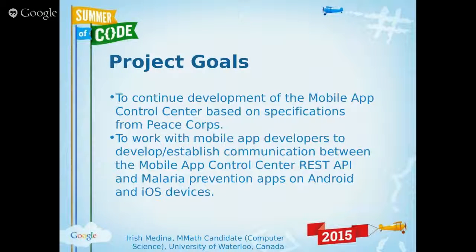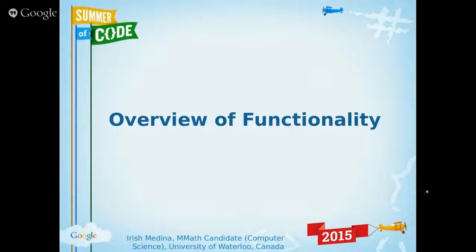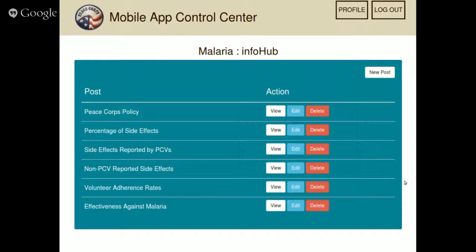So the goals for this year were to continue developing the Mobile App Control Center. And another large goal was to develop and establish communication between the Mobile App Control Center and the Android and iOS apps. So for the overview of the functionality, I'm going to skip this because I'm going to be covering this in my demo.